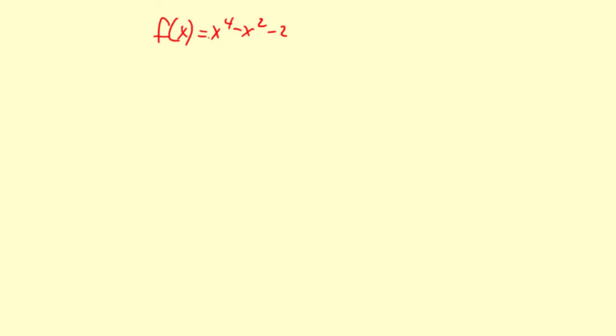So I multiply the coefficient in front of the x to the fourth times the constant term, and that gives me 1 times -2 or -2. And I want the factors of -2 that add to make -1. So that'd be -2 and 1. So it factors like this. Okay, that's the factoring part, and then I can group.